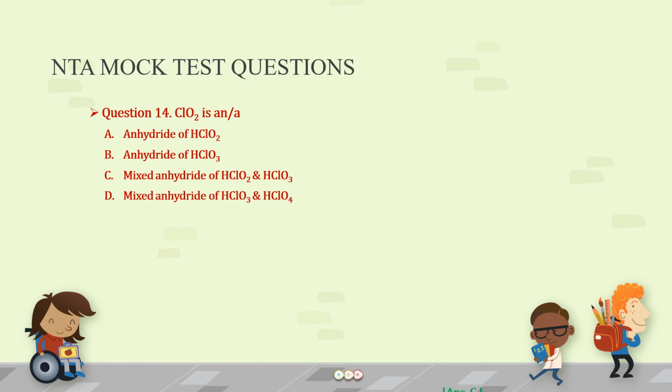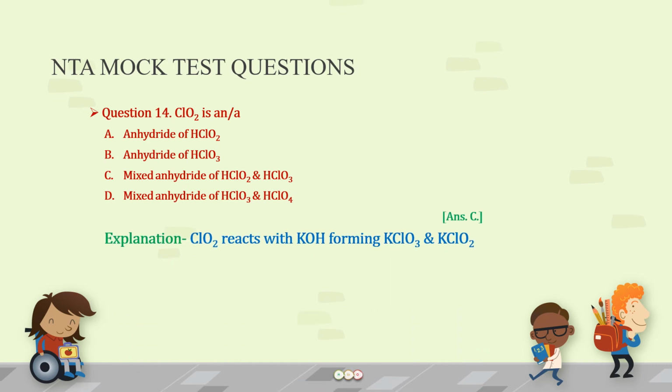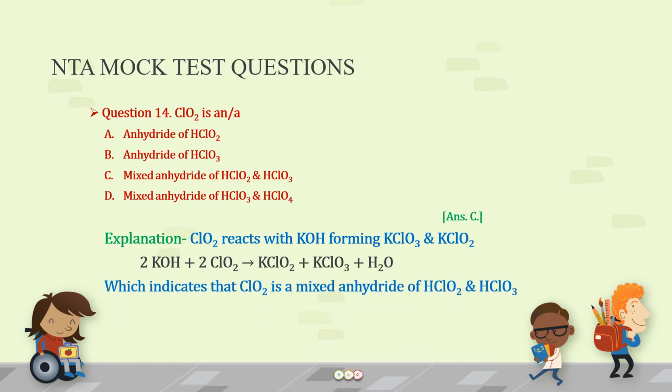So the correct answer to this question is going to be C choice. And how do we come to know? When ClO2 reacts with KOH, we find that it forms KClO2, KClO3 and water. So from this it is an indication that ClO2 is a mixed anhydride of HClO2 and HClO3. But well, one point is that this reaction is important for you people to remember.